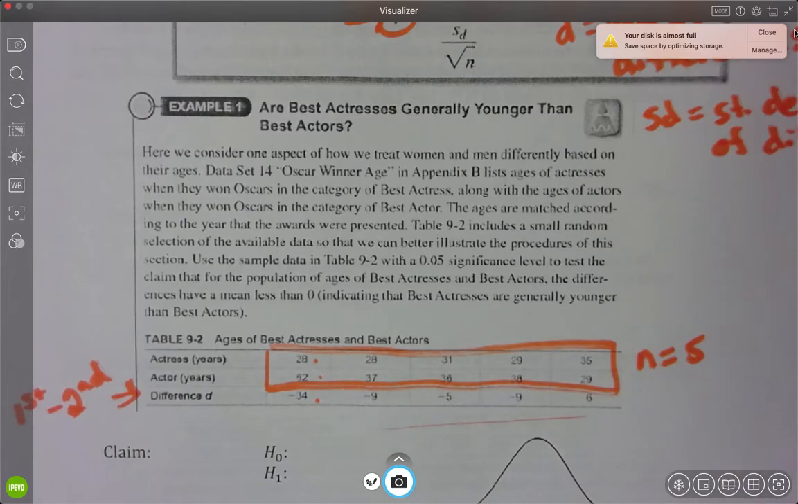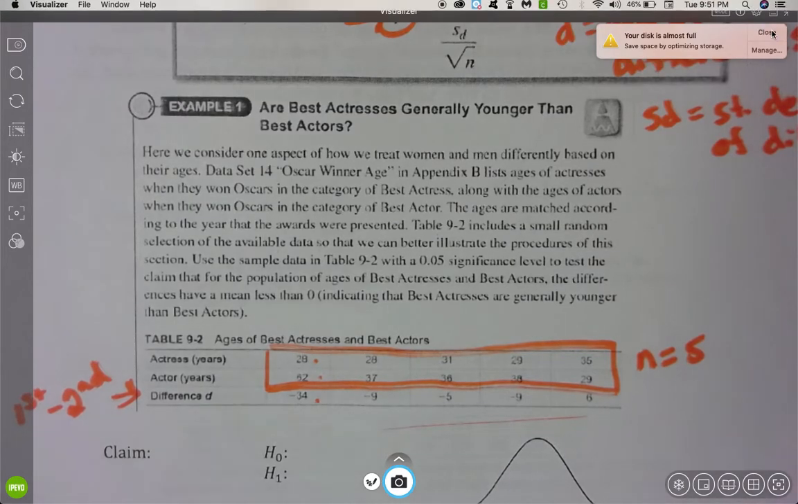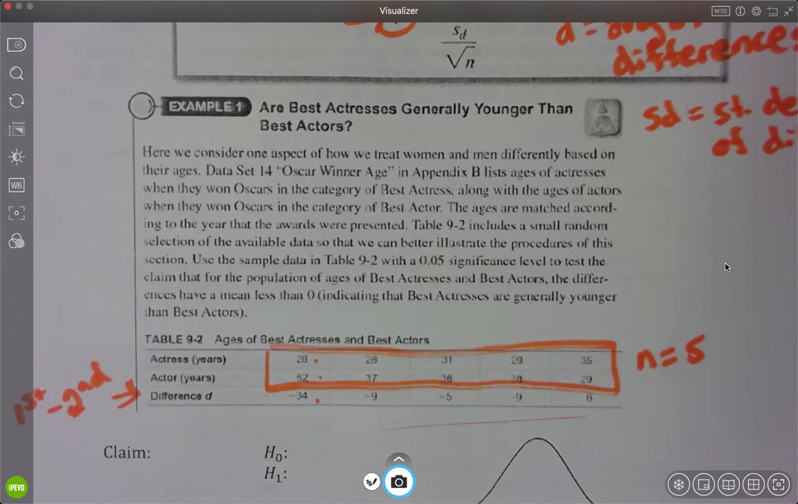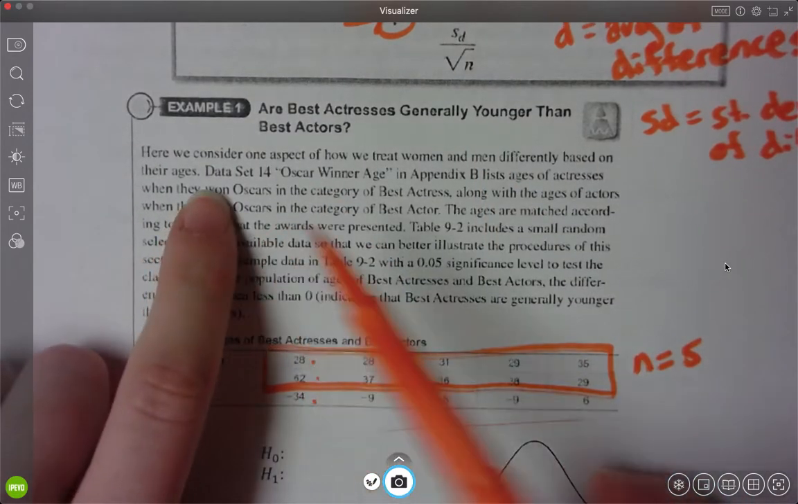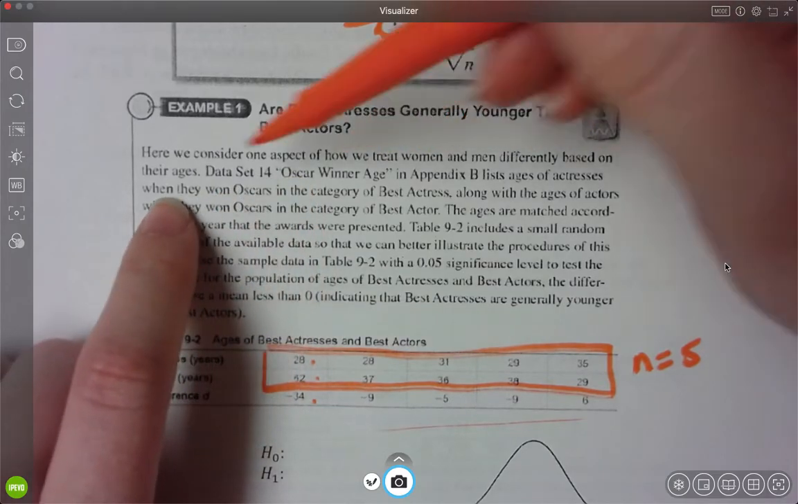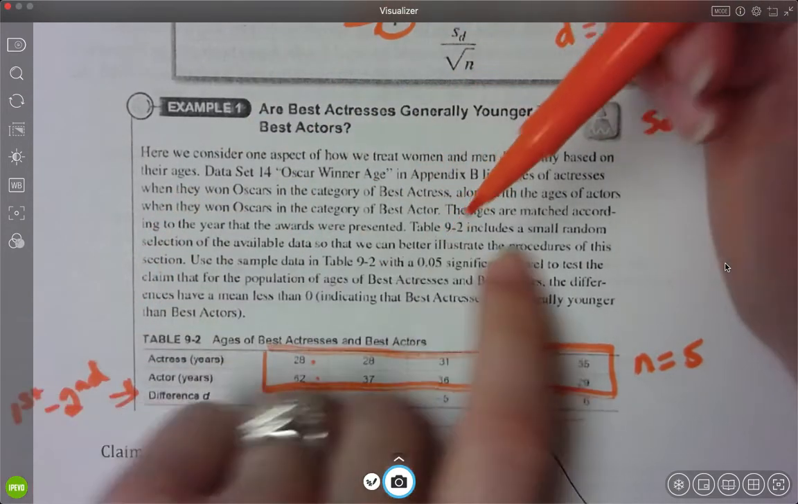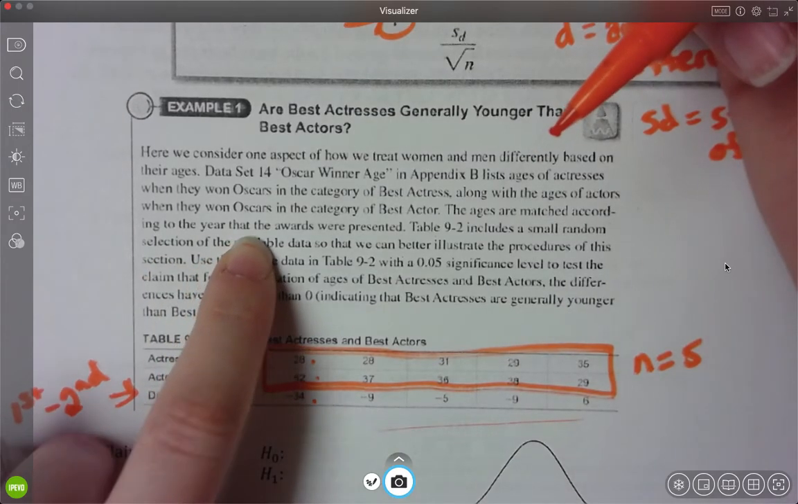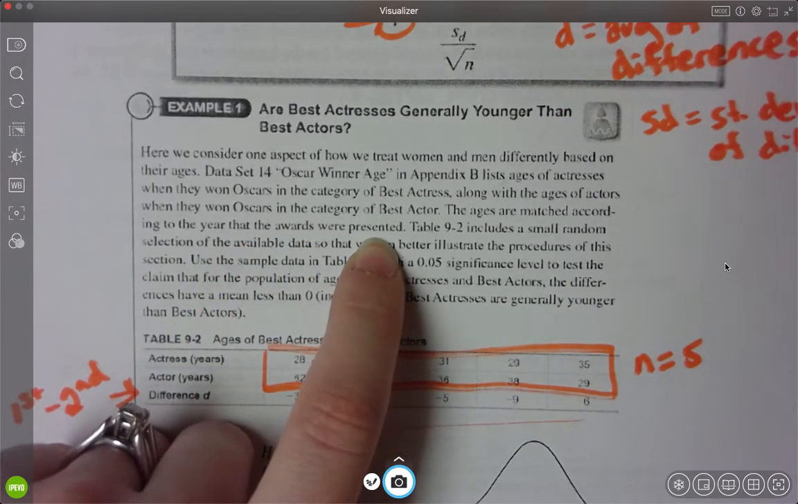And we're comparing the two, saying, is that a thing? Do they pick the actresses to be younger? So that's what we're testing here. Here we're considering one aspect of how we treat women and men differently based on their ages. The ages are matched according to the year that the awards were presented. Okay, that's why they're coming in pairs.